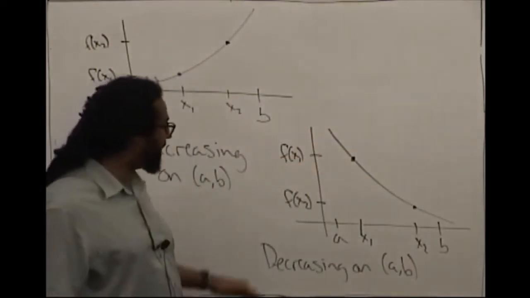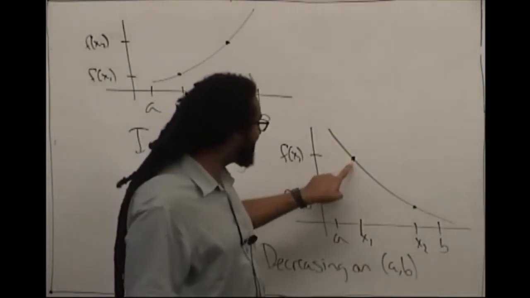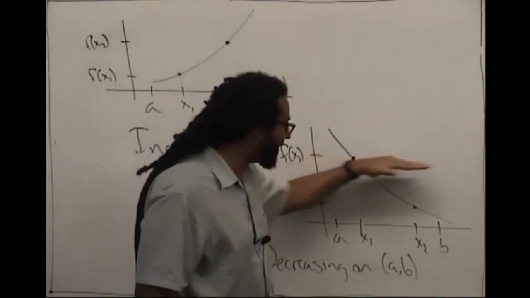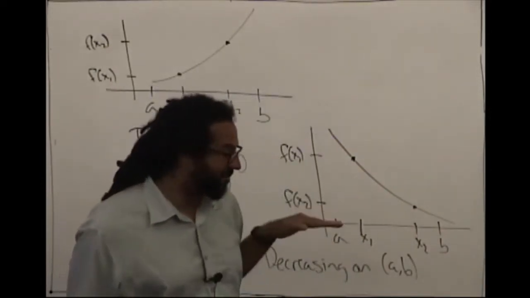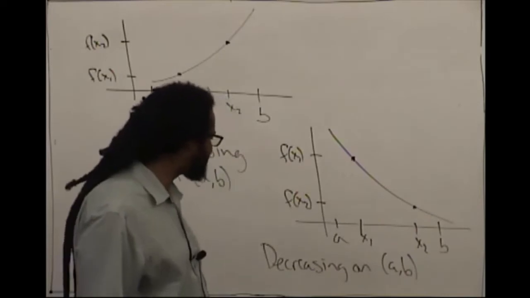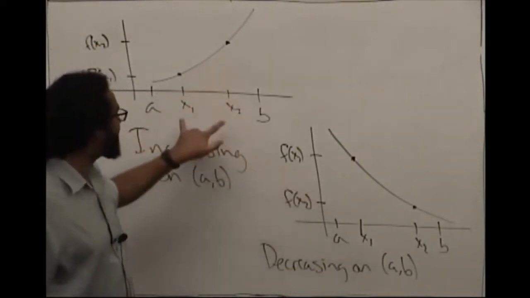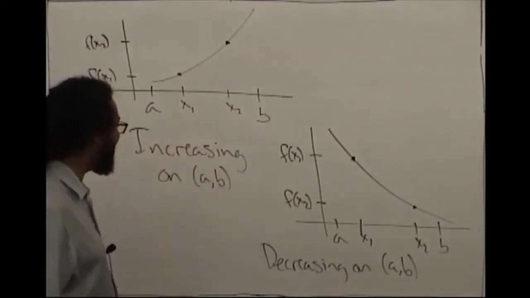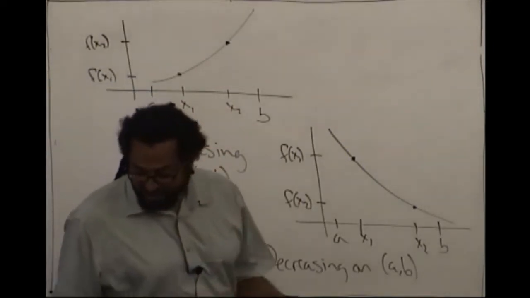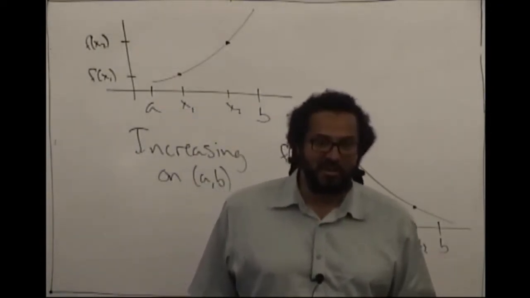And what do we mean when we say constant? Well, f of x1 would be equal to f of x2, so we would just draw a horizontal line. So a constant function is just a horizontal line. These things have to be true for any x1 and x2 that I pick in the open interval from a to b.